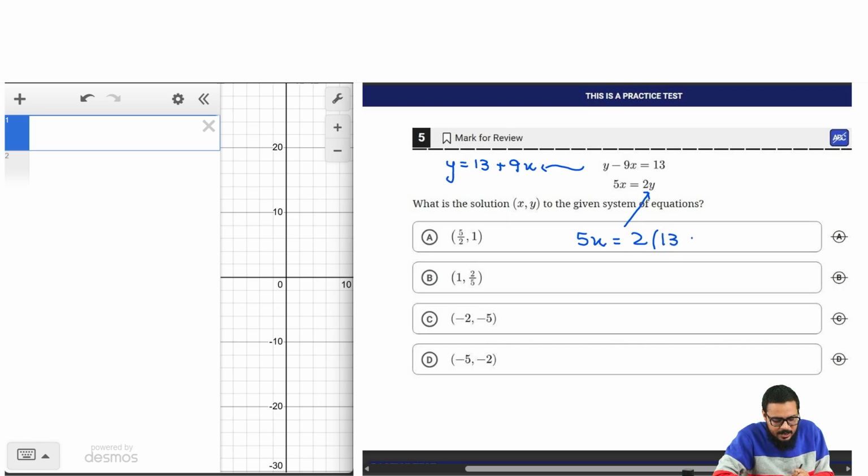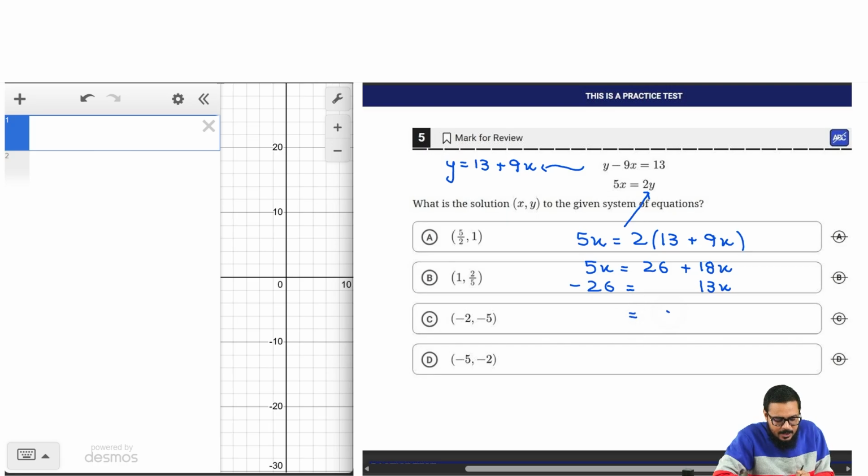Y is 13 plus 9x, already calculated. Let's just simplify everything for the unknown variable x. So 5x is equal to, that should be 26, and 2 times 9 would be 18x. To simplify, we subtract 5x from both sides, and we will get 18x minus 5x as 13x, and subtracting 26 from both sides, you will be left with a minus 26 over here.